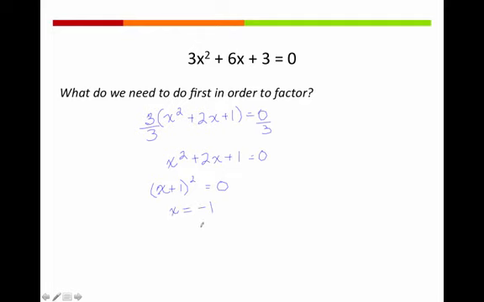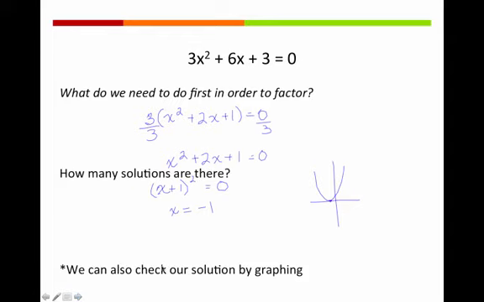I have just one factor, and what does that mean? It means with one solution, I only have one zero. So I have a parabola that's going to touch my graph at negative 1 and not cross it twice. I only have one solution. Again, I have one solution, and we can check this by graphing. Plug it into your graphing calculator and see if you come up with something that looks similar.